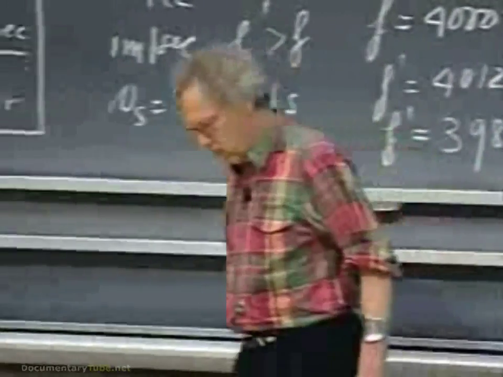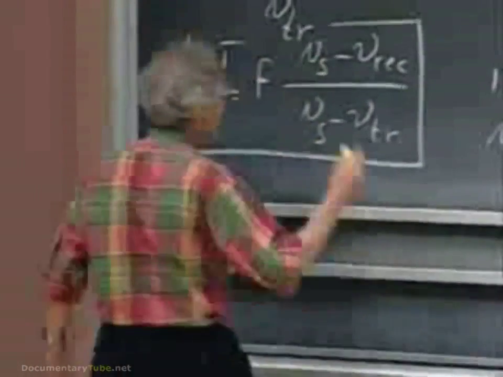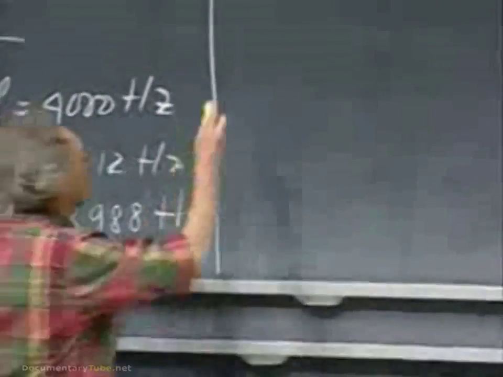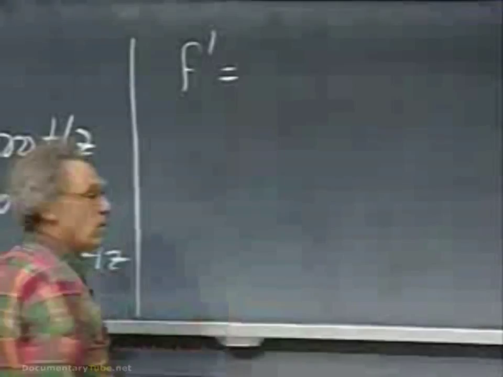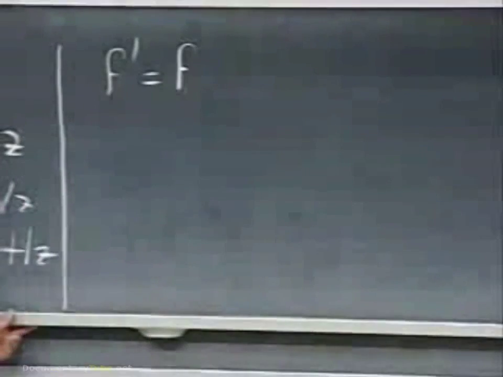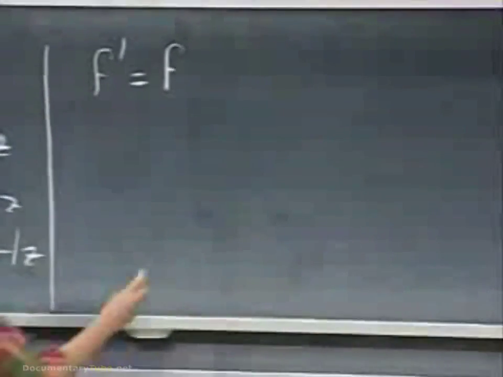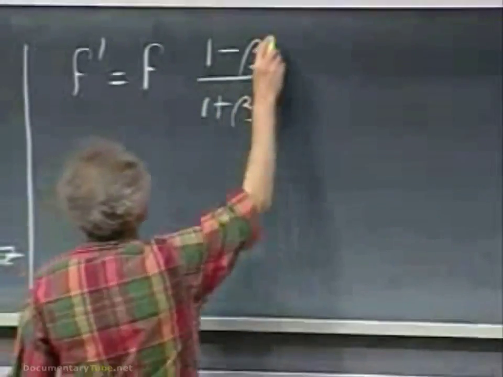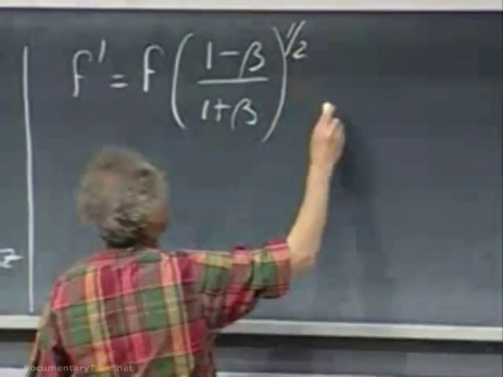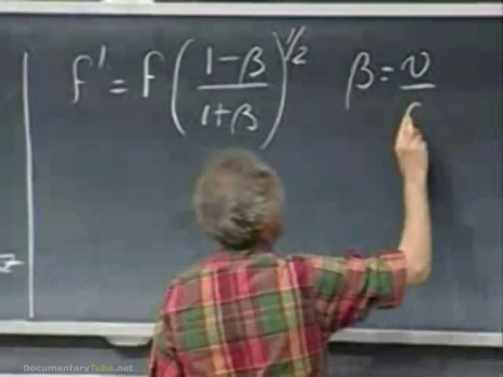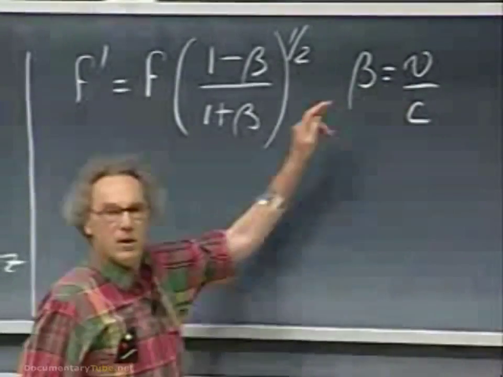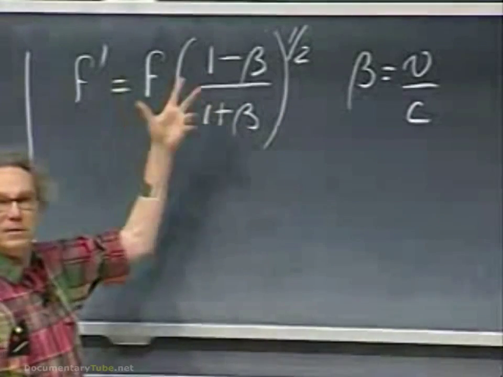To calculate the proper relation between f prime and f requires special relativity. And so I will give you the final result. f prime is the one that you receive. f is the one that is emitted by the transmitter. And we get here then f prime equals f times (1 minus beta divided by 1 plus beta) to the power 1/2. And beta is v over c, c being the speed of light, and v being the relative speed between the transmitter and you.